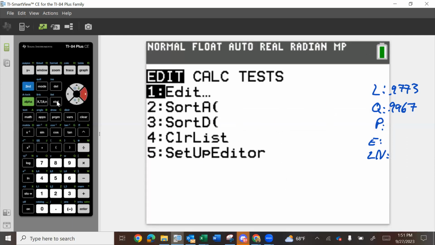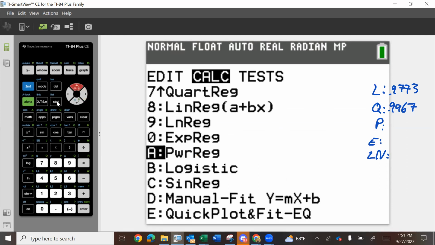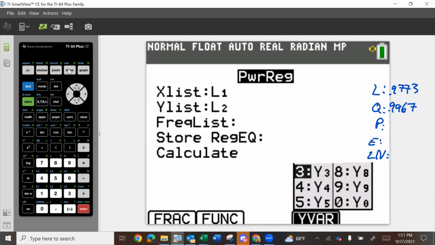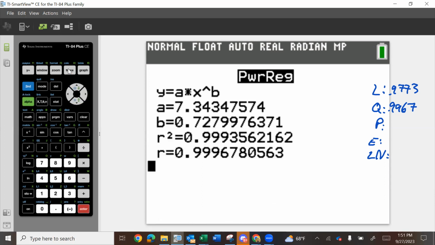So I'll go over here to power model, and I'll put it in Y3. Yeah, I think you can hear my kids, those goobers. All right. Let's see, power, 0.9994. That is our strongest one yet. Not much more than quadratic, but it is more. All right, let's try the next one.